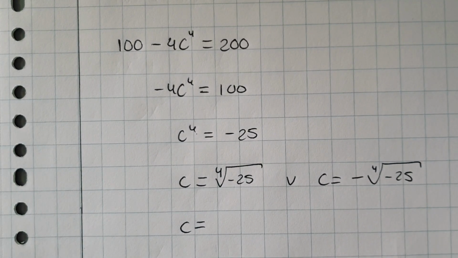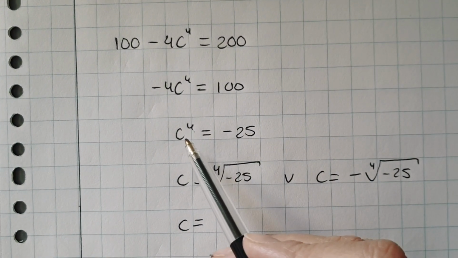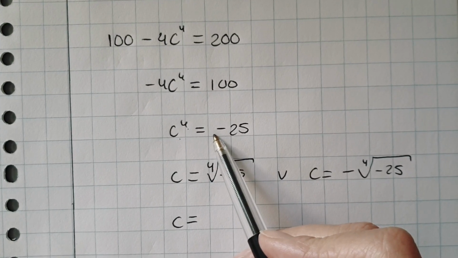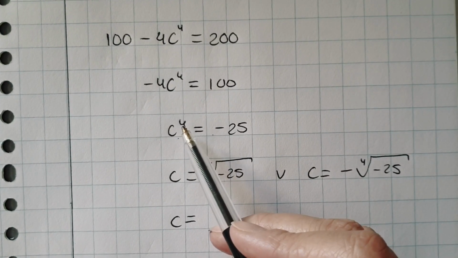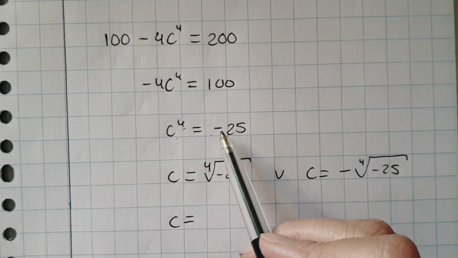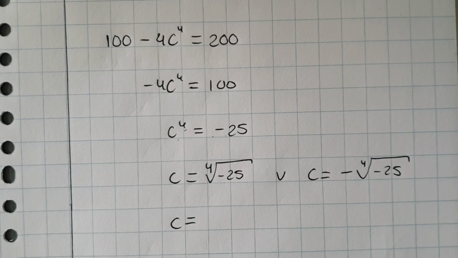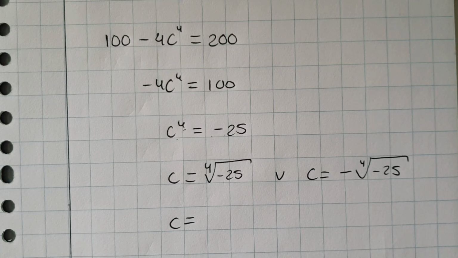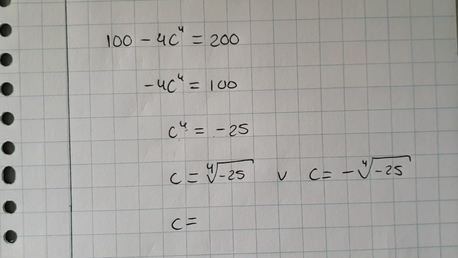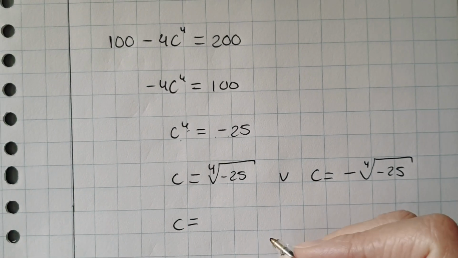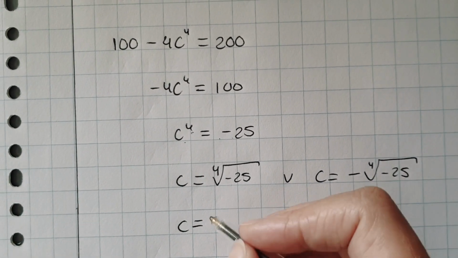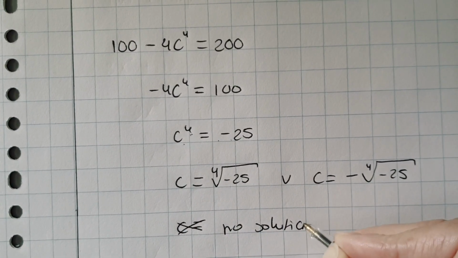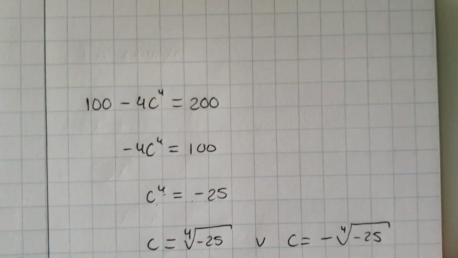Why is it error? Why can't you do something times something times something times something and then it is minus 25? Because when the exponent is even, you will always have a positive result. Because minus times minus will be positive. Minus times minus times minus times minus will be positive. And if it's positive, of course it will not be negative. So this is not possible. So what do you say? No solutions.